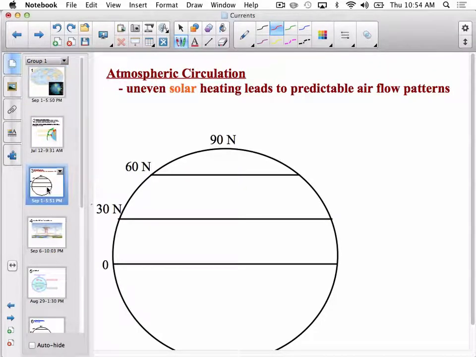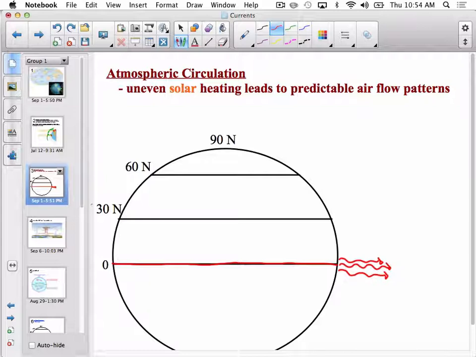The equator, right here, tends to be much hotter than higher latitudes. That means the air above the equator is much hotter, and hot air rises. So at the equator, hot air is rising, and that happens all day, every day, because there isn't a lot of variation in seasons at the equator either.